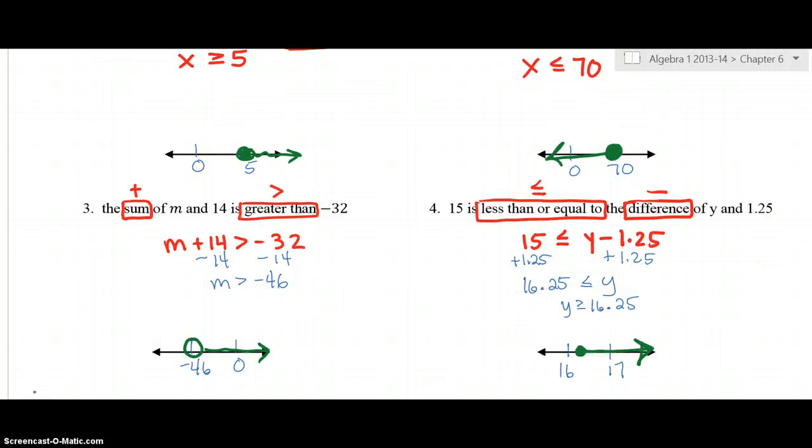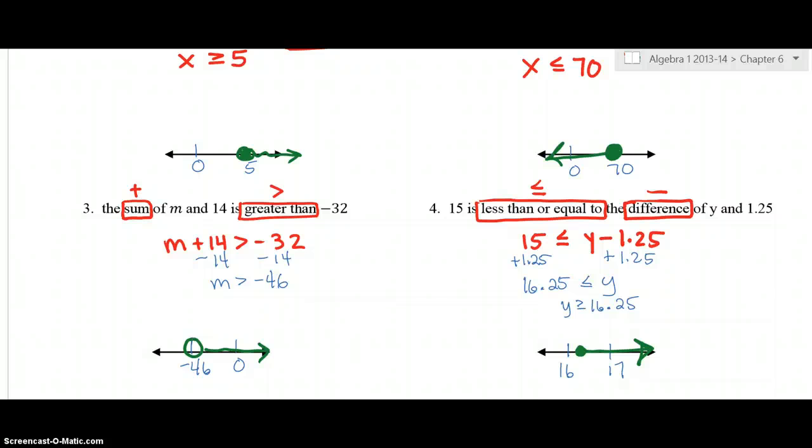Okay, check yours with mine. And you might have put different numbers on your number line, but that's okay. On number 4, I flipped that inequality so that the y was on the left-hand side. The open part of the symbol is still towards the y, so we're still y is greater than. I put 16 and 17 on my number line just because I wanted some whole numbers. If you put 16.25, that's okay. Just know that if you plotted that on a number line that I provided for you, it would be between 16 and 17.